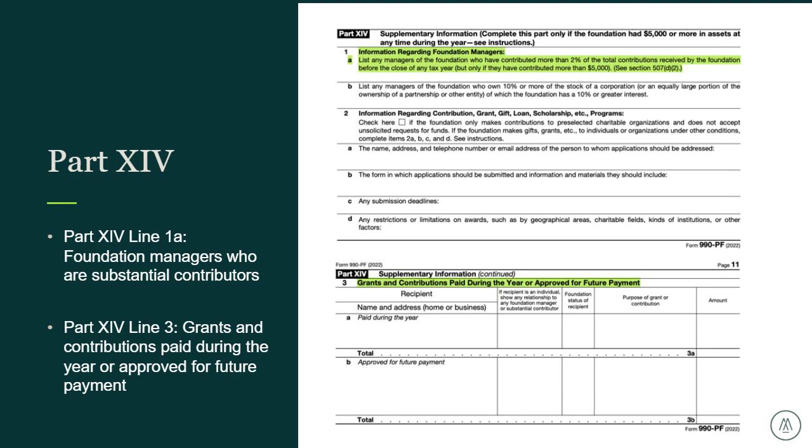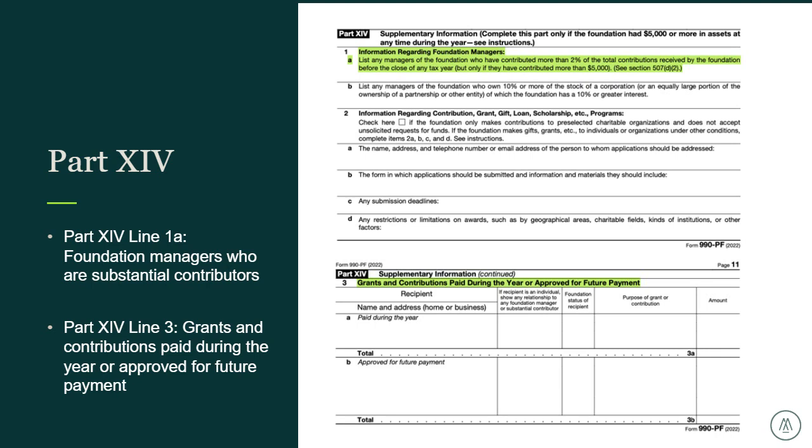And then next we have line 3, which is grants and contributions paid during the year or that are approved for future payments. 3A are grants paid. 3B are grants approved for future payment. 3A grants paid are what would be going into your qualifying distributions. Ones that are approved for future payments will go into the qualifying distributions once they are paid, again, because that calculated number is on a cash basis.